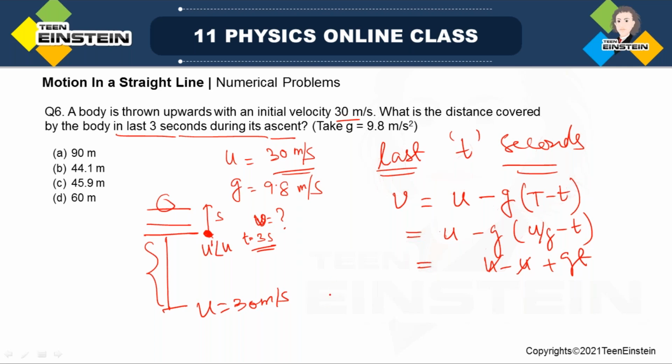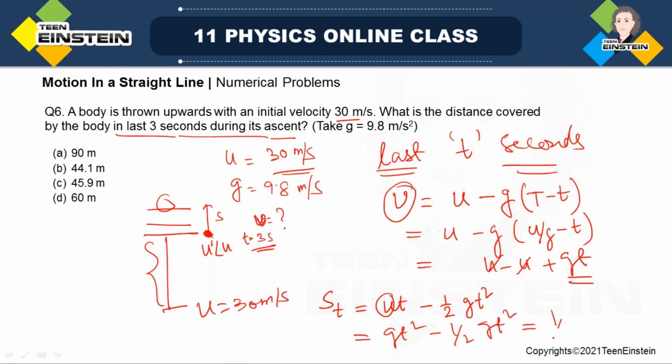Look how we will find it. St will be ut, with u being this one here, minus half gt square. Here u is gt, so this is gt square minus half gt square. So you'll get half gt square. This is the general formula. Deepa, you can remember this.